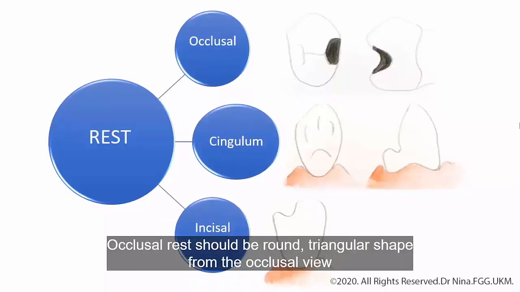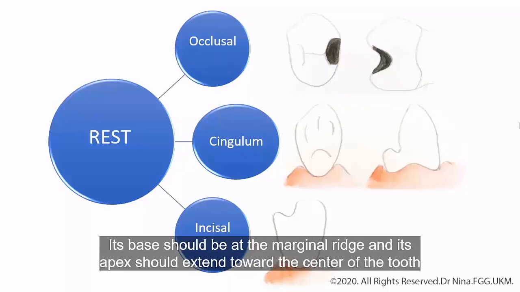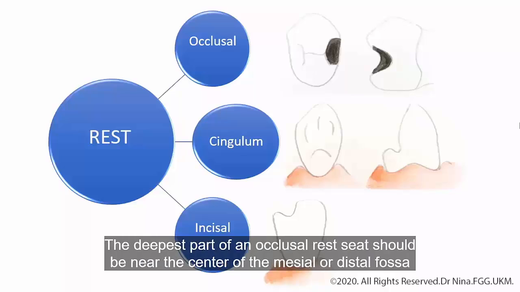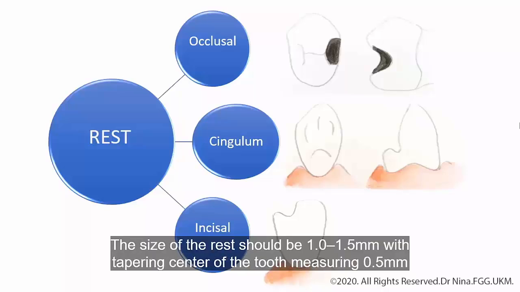Occlusal rests should be round, triangular shaped from the occlusal view. Its base should be at the marginal ridge and its apex should extend towards the center of the tooth. The floor of the rest should be spoon-shaped from the sagittal view. The deepest part of an occlusal rest should be located near the center of the mesial or distal fossa. The size of the rest should be 1 to 1.5 mm, tapering towards the center of the tooth, measuring 0.5 mm.